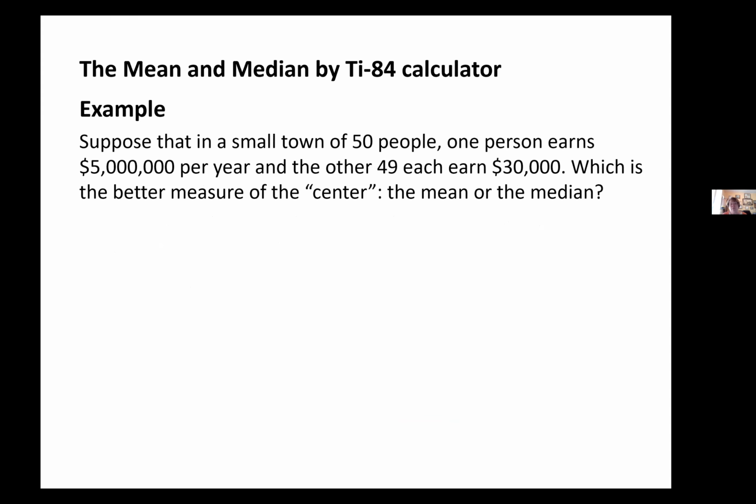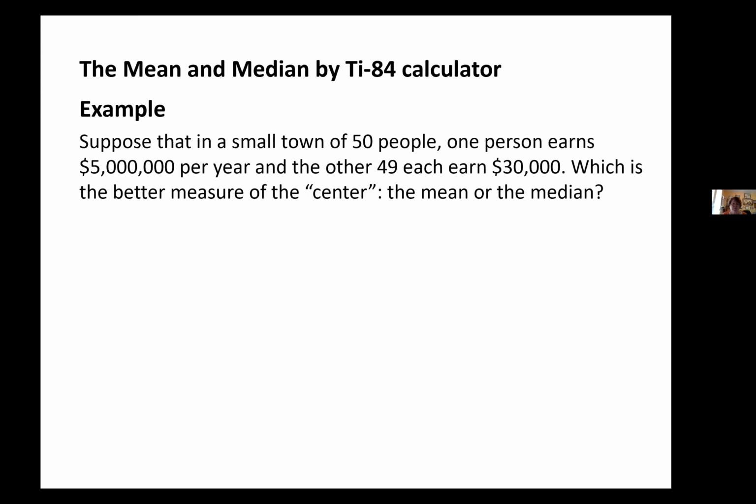All right, so let's look at this example. Suppose that in a small town of 50 people, one person earns $5 million per year, and the other 49 each earn 30,000. What's the better measure of the center, the mean or the median? So let's ponder this for a moment.